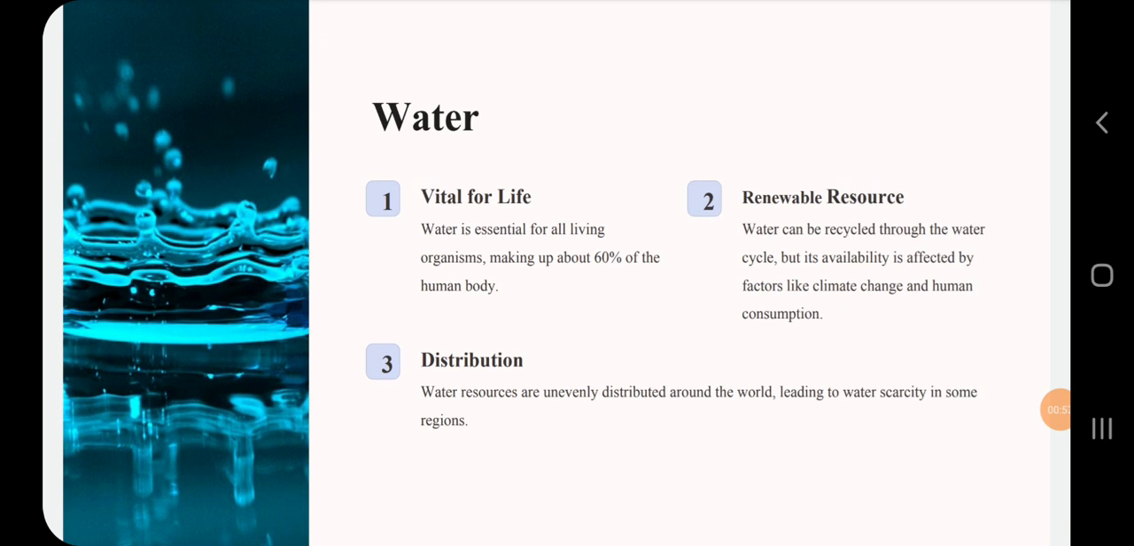Water. Water is vital for life. Water is essential for all living organisms, making up about 60% of the human body.